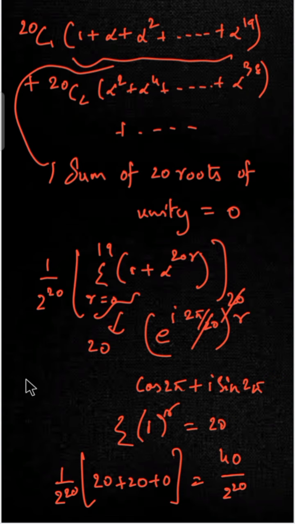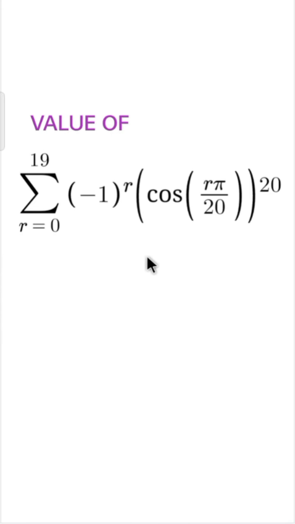You can write it as 2 power 3 into 5 divided by 2 power 20. So you get the value as 5 by 2 power 17. I'll just write it once again: 5 by 2 power 17. So the answer for this question is 5 by 2 power 17.